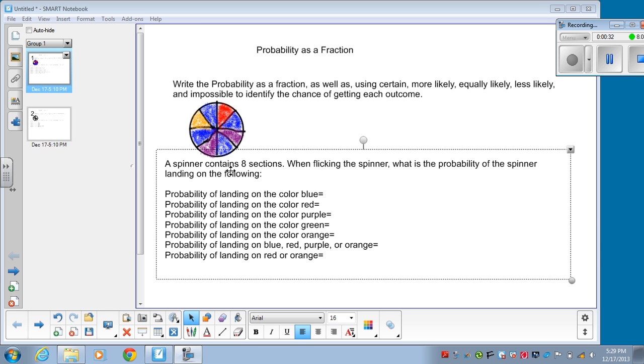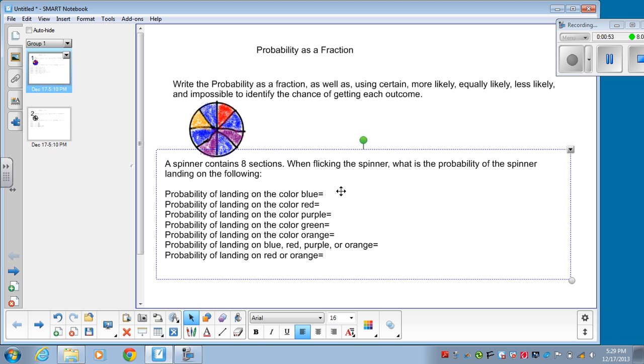A spinner contains 8 sections. Let's count. 1, 2, 3, 4, 5, 6, 7, 8. When flicking the spinner, what is the probability of the spinner landing on the following? Probability of landing on the color blue.